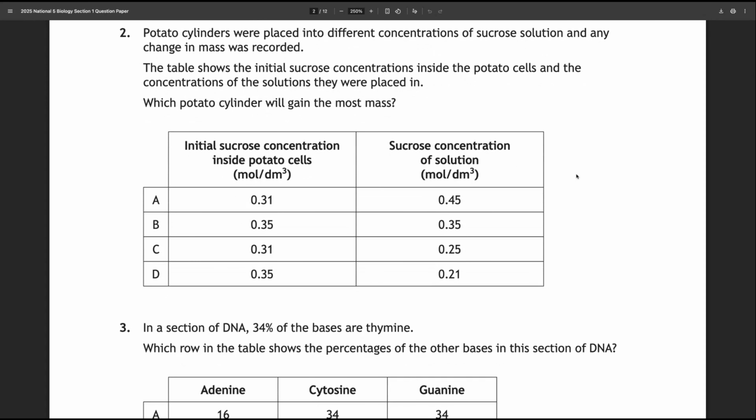Question 2. Potato cylinders were placed into different concentrations of sucrose solution and any change in mass was recorded. The table shows the initial sucrose solutions inside potato cells and the concentrations of the solutions they were placed in. Which potato cylinder will gain the most mass? Now, aside from being one of the most exciting experiments you can do, you'll probably remember it from class where you bore up some potatoes and pop them in some water and leave it for a few days. Aside from that aspect, what this experiment does show is osmosis taking place within plant cells. And so essentially what they're asking you in this question, when it says which potato cylinder will gain the most mass, is you're basically looking for the potato cylinder which gains water.